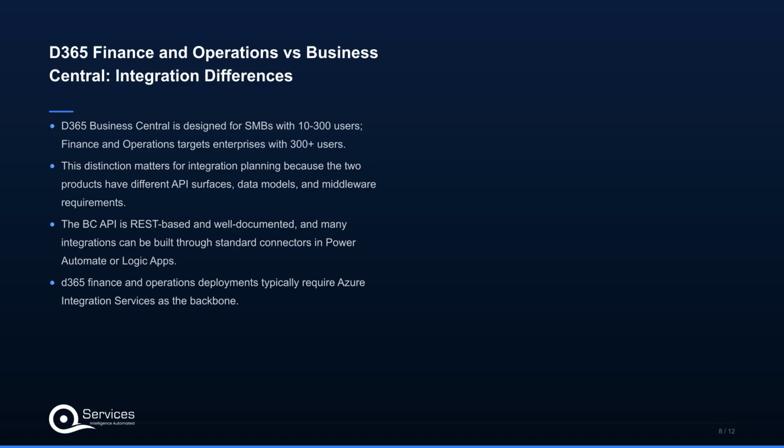Business Central works well for Dynamics 365 for small business scenarios where integration needs are moderate, connecting to an e-commerce platform, syncing with a payroll system, or feeding data into Power BI. The BC API is REST-based and well-documented, and many integrations can be built through standard connectors in Power Automate or Logic Apps. Working with a qualified Dynamics 365 Business Central partner matters most when you're integrating BC with industry-specific vertical software, where custom extensions to the BC data model are often required alongside the integration work itself.